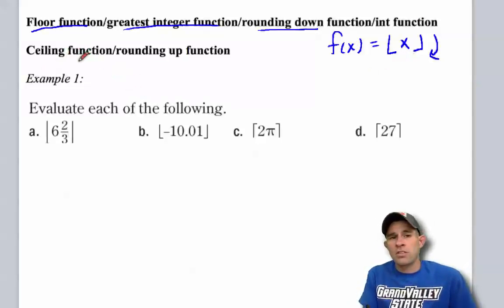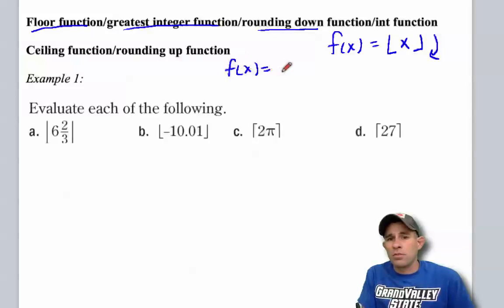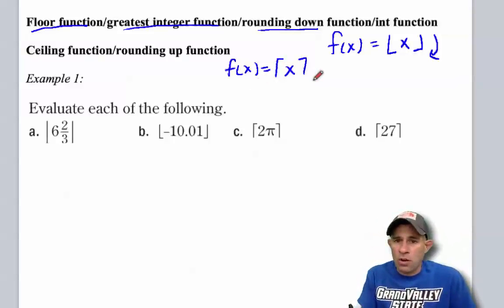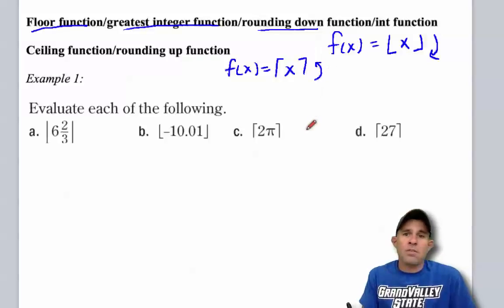Now, the other function is the rounding up function. It's the ceiling function, and it's the function that looks like this. F of x is equal to x, but with these funny brackets, and now with the ceiling or the roof on top, and now we're going to take any value inside that bracket and round up.